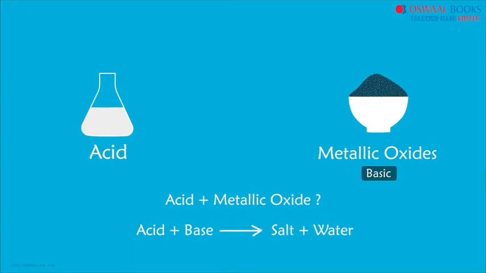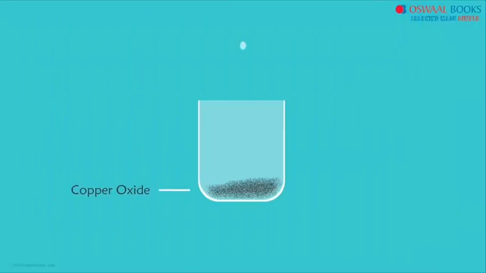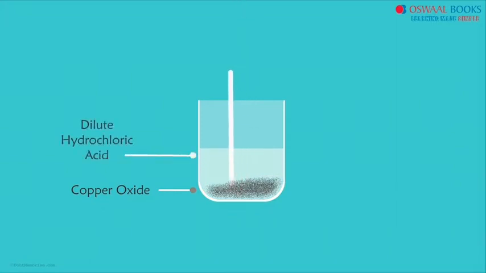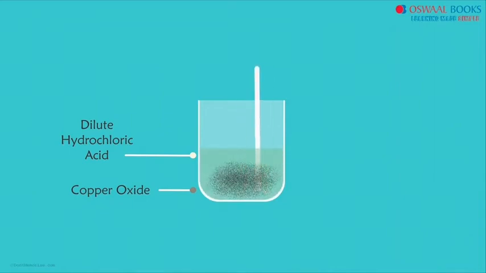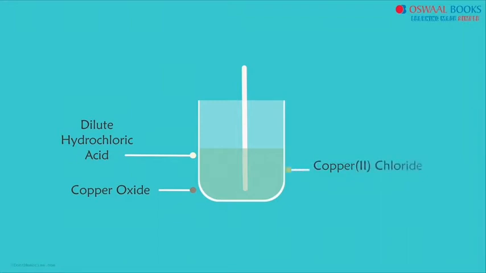To understand how the reaction occurs, we take a small amount of copper oxide in a beaker and add dilute hydrochloric acid slowly. We continue to stir the mixture. After some time, you will notice that the color of the mixture becomes bluish-green and the copper oxide dissolves. Why does the solution turn bluish-green? It's because of the formation of copper chloride.